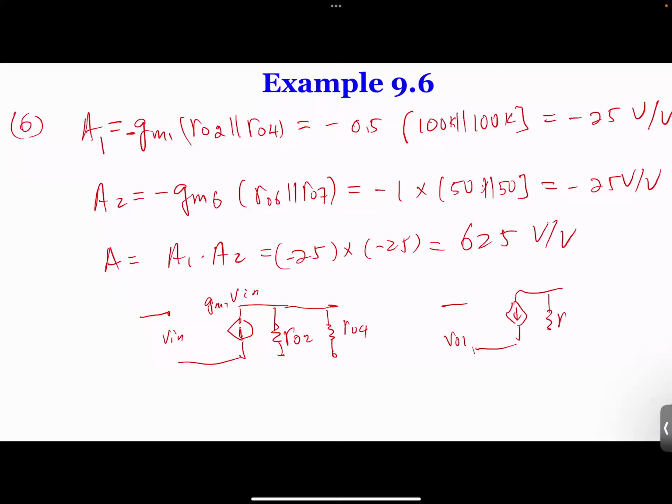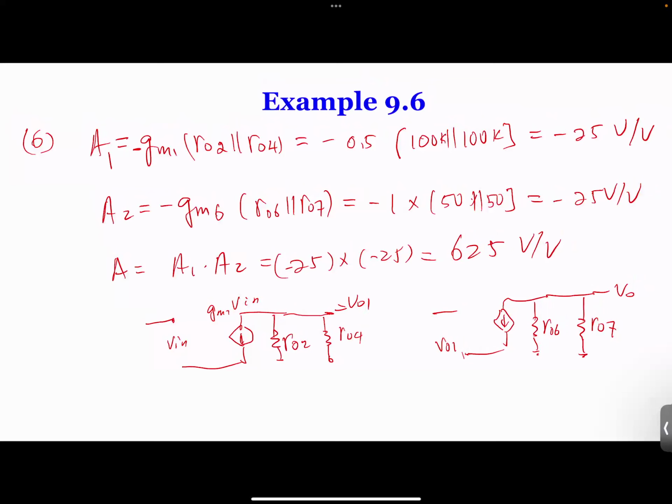And you have RO6, and then you have RO7 is the current source. So in this case, you can easily calculate, for example, VO1 is Vin times GM, that's minus, and then times RO2, RO4. So by dividing Vin on each side, you get the gain of the second stage.